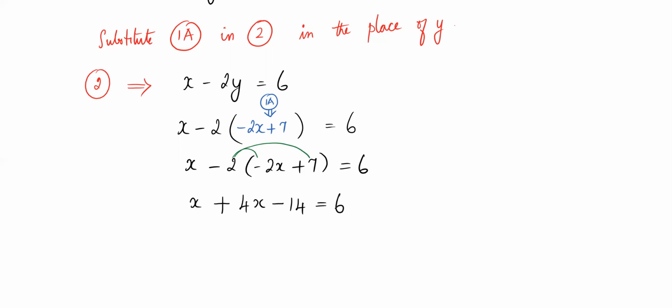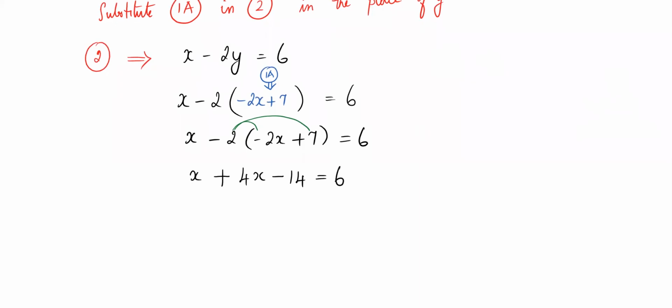You are very well versed in solving these kind of problems. So then it becomes a breeze to collect all the like terms, isolate x, and so on. Right? So those are like terms, so that becomes 5x minus 14 equals 6. Add 14 on both sides.